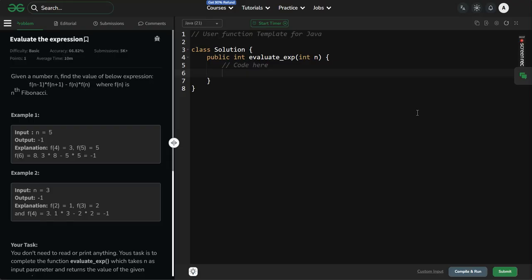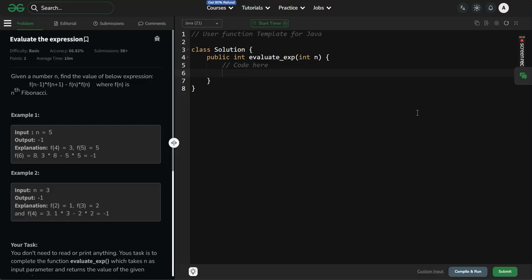So it is a basic difficulty question. Given a number n, we need to find the value of the below expression. It is f of n minus 1 into f of n plus 1 minus f of n into f of n, where f of n is the nth Fibonacci number. So this is what the expression is.